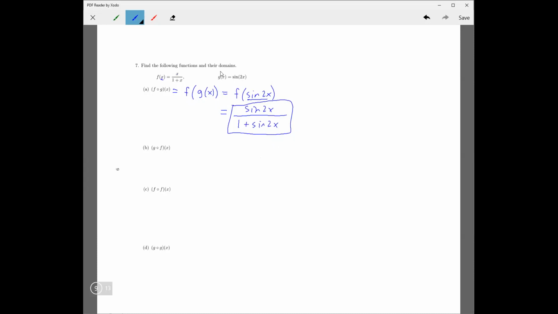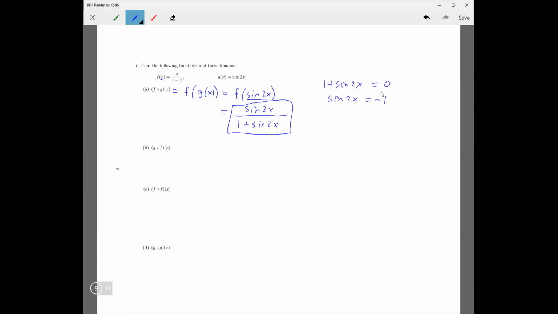Okay, they also want the domain. So for the domain, sine is defined everywhere, so it's not a problem. We just don't want the denominator to be 0, so you want to avoid that. So that means, if you solve for sine x, you get -1.